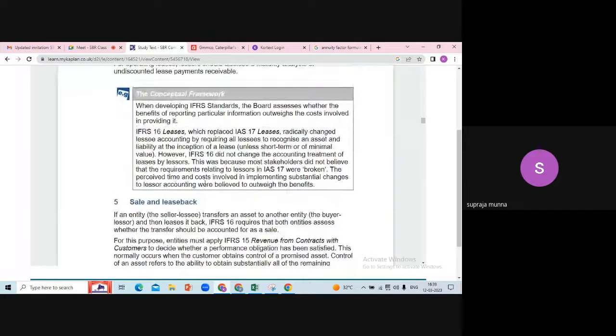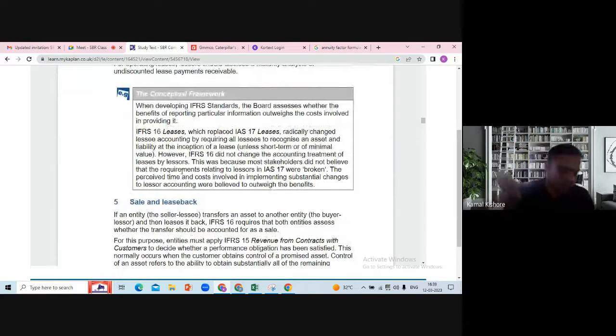Okay, read this. The conceptual framework is something I will discuss separately, but if you read this, you'll get an idea.